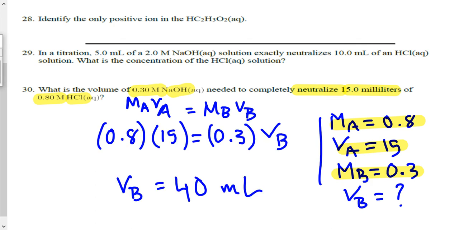So I plugged in the numbers. MA is 0.8, VA is 15 equals MB is 0.3, VB is unknown. And then I solve for VB by dividing both sides by 0.3, and I got VB as 40. And again, keep the unit the same. The previous unit was milliliters. So do not change the unit unless you convert something in a different way. So the correct answer for question number 30 would be 40 milliliters.